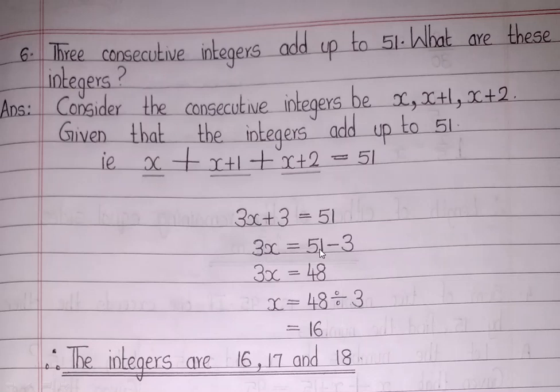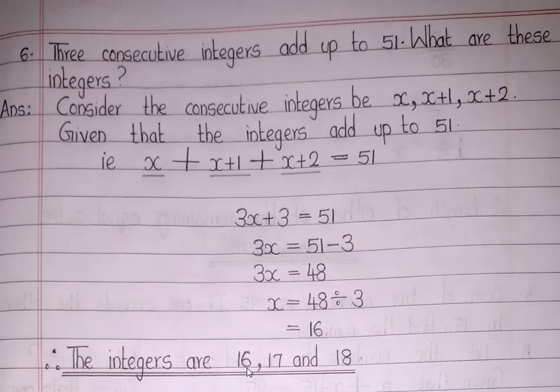3x is equal to 51 minus 3. When the 3 comes to this side, it becomes minus 3. 3x is equal to 48. 51 minus 3 is 48. x is equal to 48 divided by 3. 48 divided by 3 is 16. So the first number you got is 16.